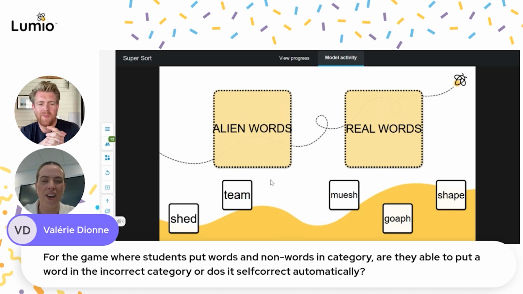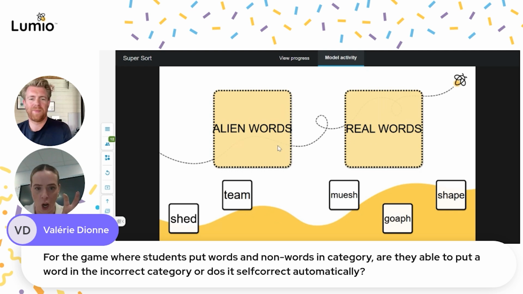For that, though, I do find, and it's the same with the online games, that a lot of times they might just guess. But because of the children that I've got, when they're doing it independently, they would know that if it bounced back, they might not have said it right. So then they know to try again before they put it in the alien words.